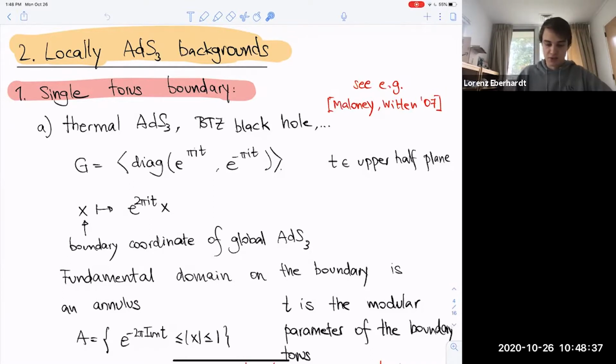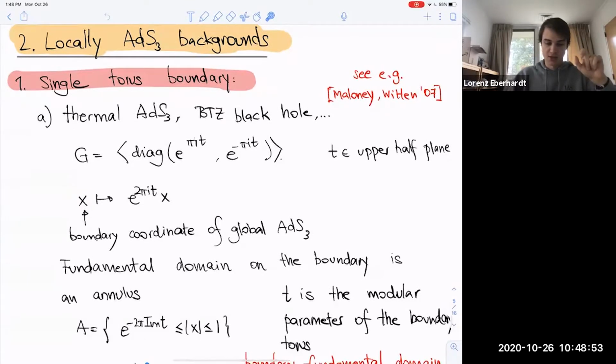Yeah, and this group, you can see that it gives a torus because it acts on the boundary coordinate by Möbius transformations, but it's diagonal, so the Möbius transformation is just a scaling, like that. And the scaling, you can just bring, so if you have any x, by that group action you can bring it into a fundamental domain.